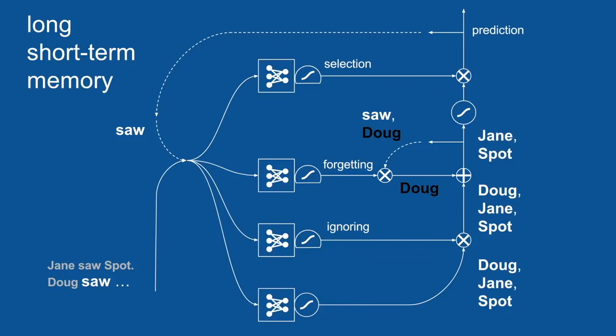Those get passed forward. Our selection gate knows that the word saw just occurred, and based on experience, a name will happen next. And so it passes through these predictions for names, and for the next time step then, we get predictions of only Jane and Spot, not Doug. This avoids the Doug saw Doug period type of error and the other errors that we saw.